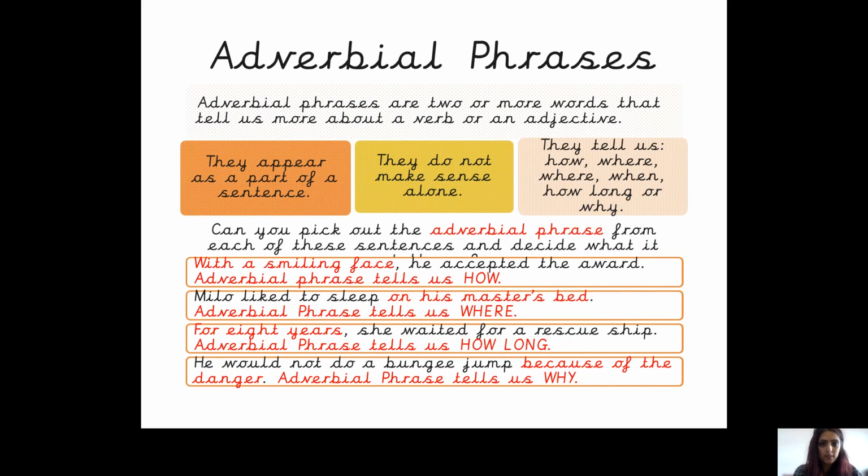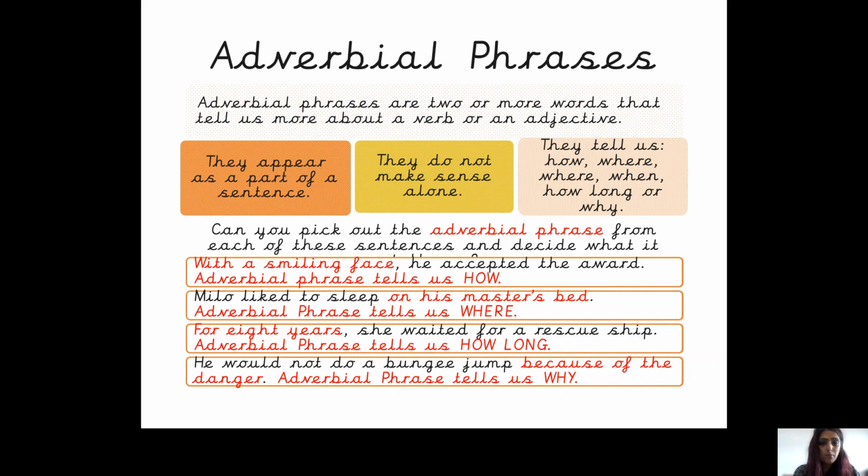So an adverbial phrase is very similar to a prepositional phrase. An adverbial phrase is two or more words that tell us more about a verb or an adjective. They appear as part of the sentence, they don't make sense on their own, and they tell us how, where, when, and how long or why. I'd like you to pick out the adverbial phrases from each of these sentences and decide what it is. So we'll do the first one. With a smiling face, he accepted the award. The adverbial phrase tells us how.